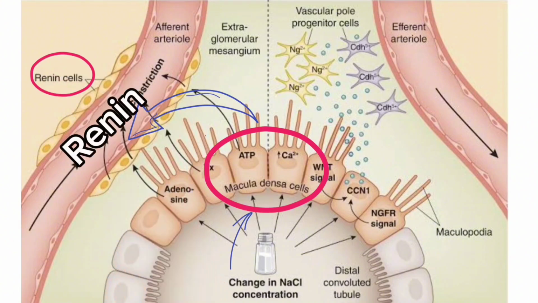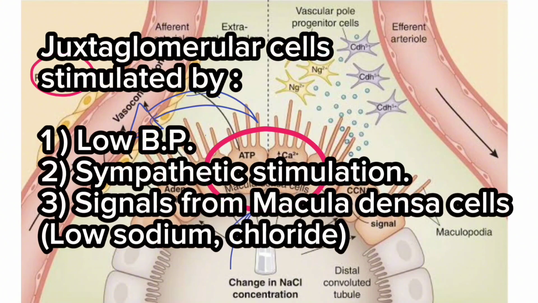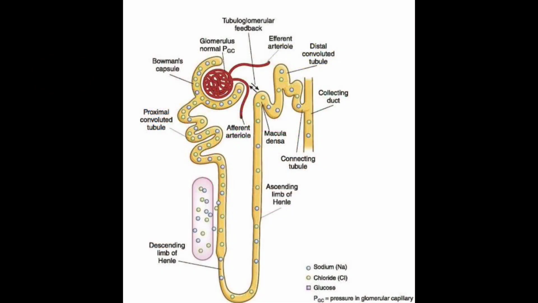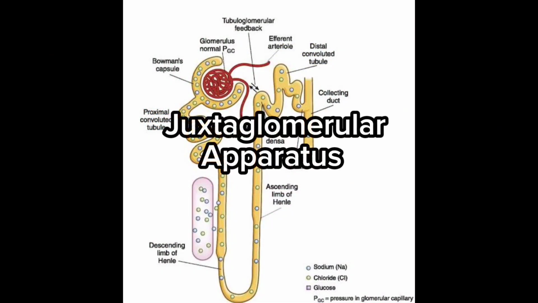So what makes the juxtaglomerular cells release renin? There are three main triggers. First, low blood pressure, and second, sympathetic nervous system stimulation, as mentioned in our previous video. The third factor that stimulates the juxtaglomerular cells to release renin is low sodium levels detected by the macula densa. These cells, the macula densa, the granular cells, and another type called Lacis cells, together form the juxtaglomerular apparatus.